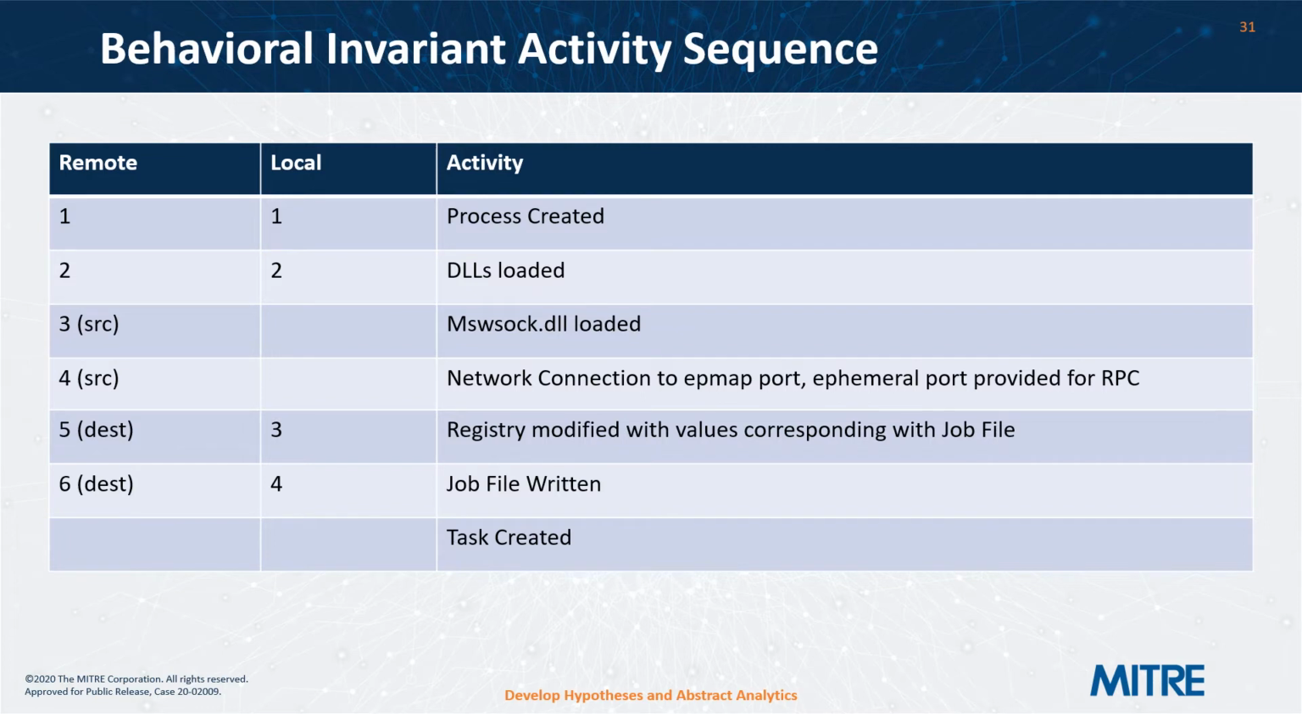That sequence is that a process is created, certain DLLs are loaded, special registry keys are created and set, and a job file is written. In addition to that, if the task is being scheduled remotely, we know that a networking DLL is loaded on the source machine, and network activity will occur associated with the task scheduling service on the destination machine. And the port numbers will be based on either using the default port numbers or whatever's configured for that network.